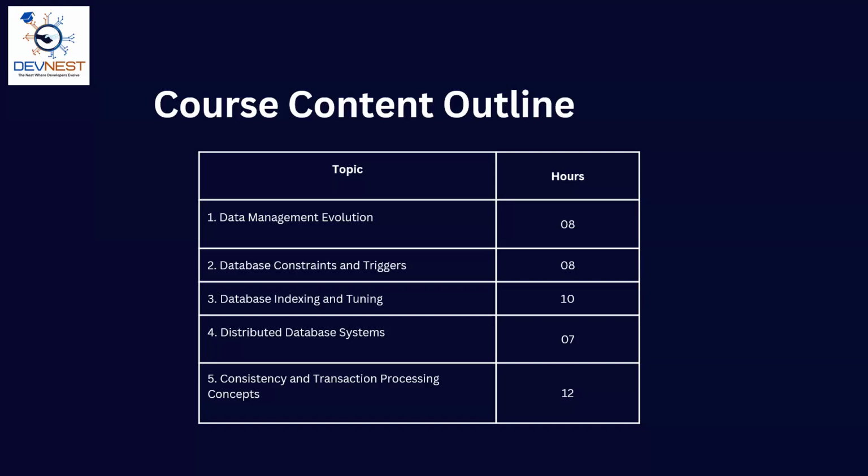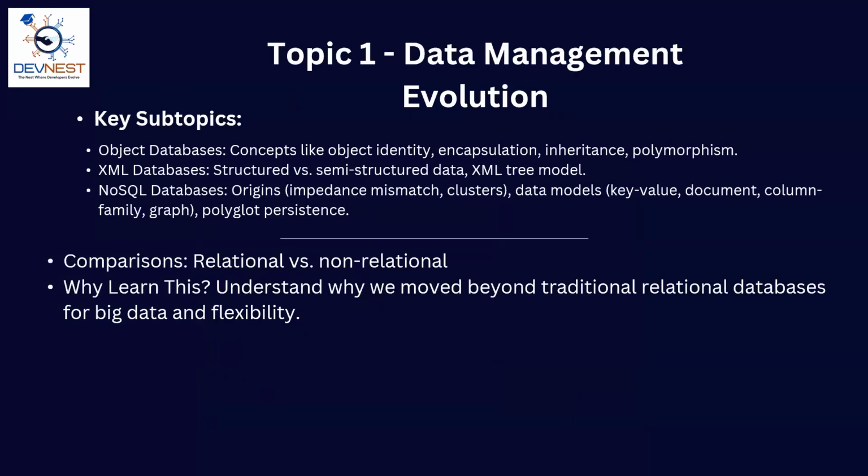So the first topic is data management evolution. We will start by looking at object databases, things like object identity, encapsulation, inheritance and polymorphism, which is called object-oriented programming or object-oriented concepts. You have to know about the concept, what is an object database and what are object-oriented concepts.